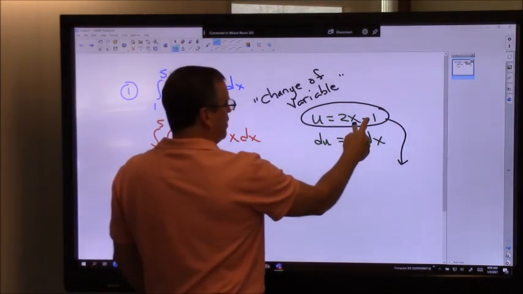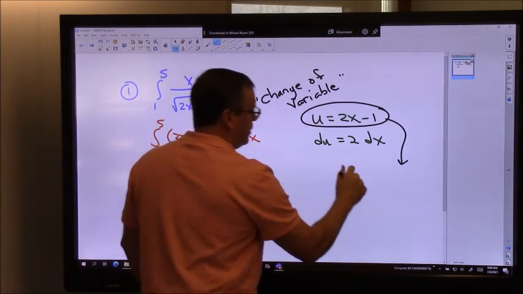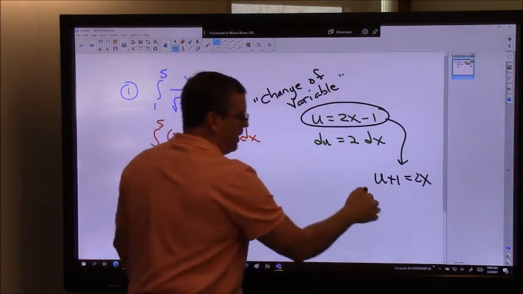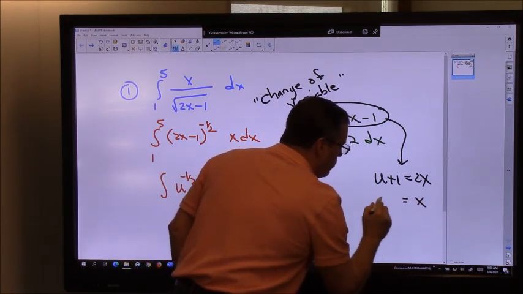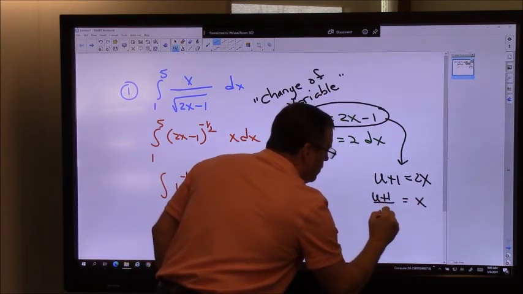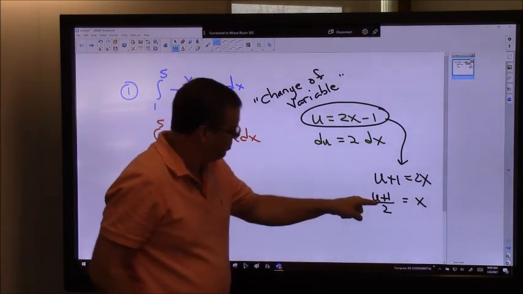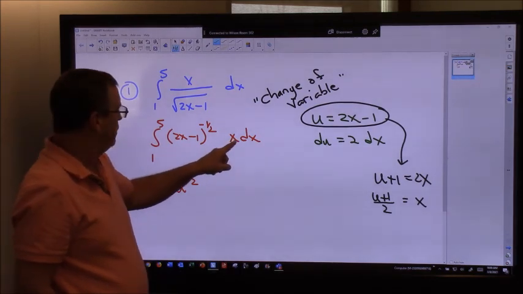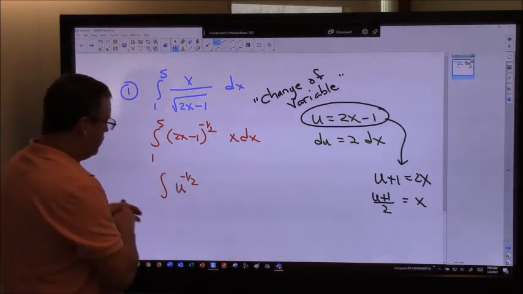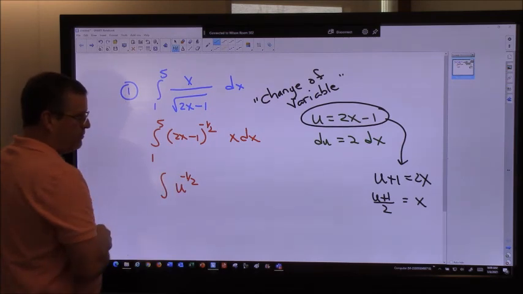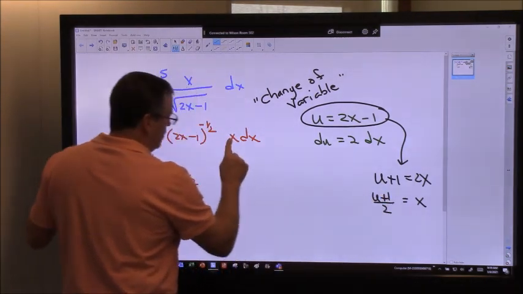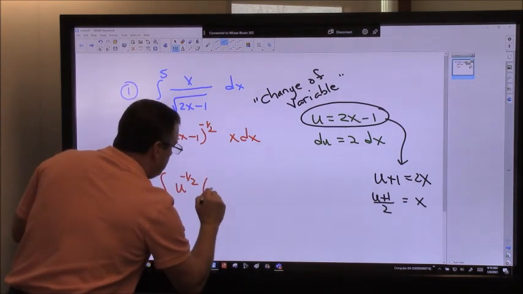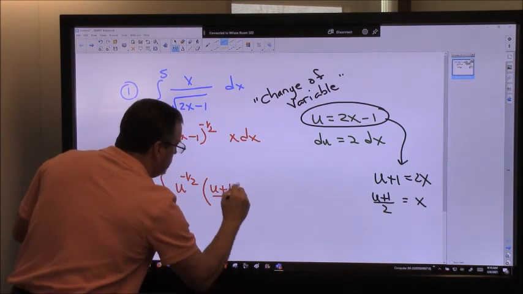So I'm going to move this negative 1 to the other side, and it'll become positive. So u plus 1 equals 2x. And then I'll divide by 2 so that x equals (u plus 1) over 2. That's what's going to go in place of that x. I'm trying to get everything in terms of u now. So I want to put this in place of that x variable.